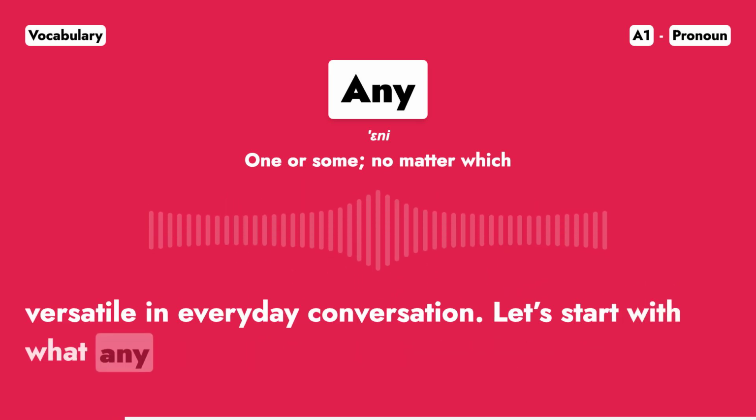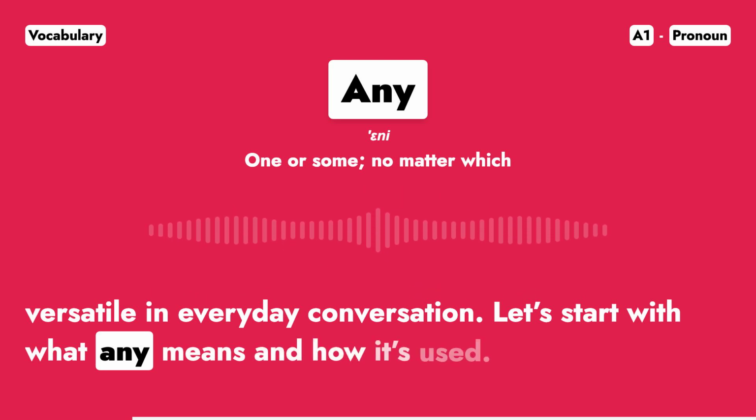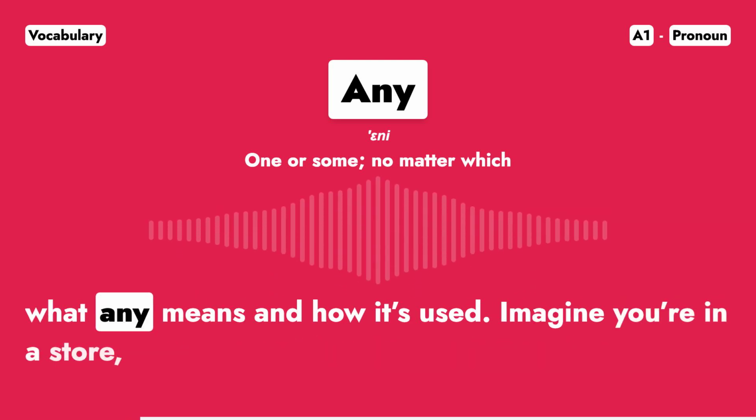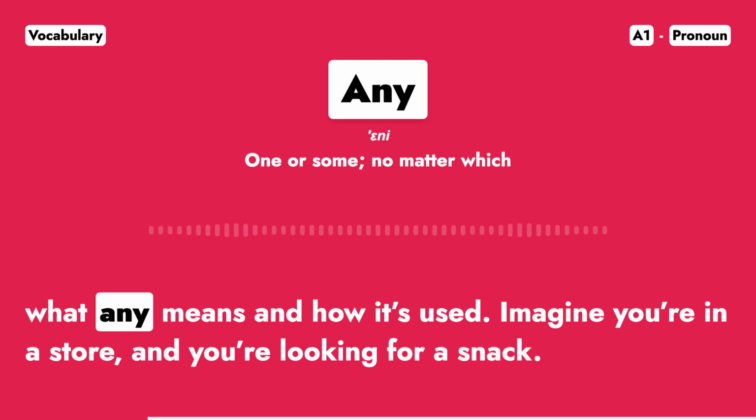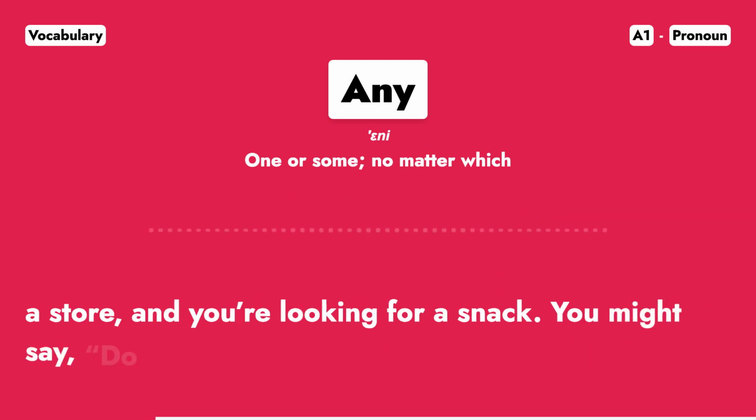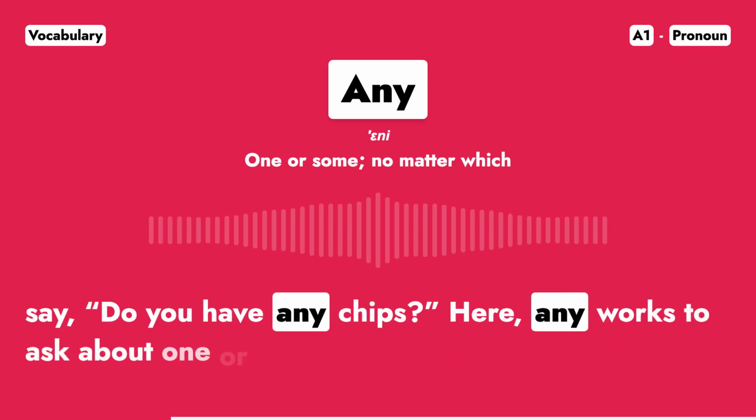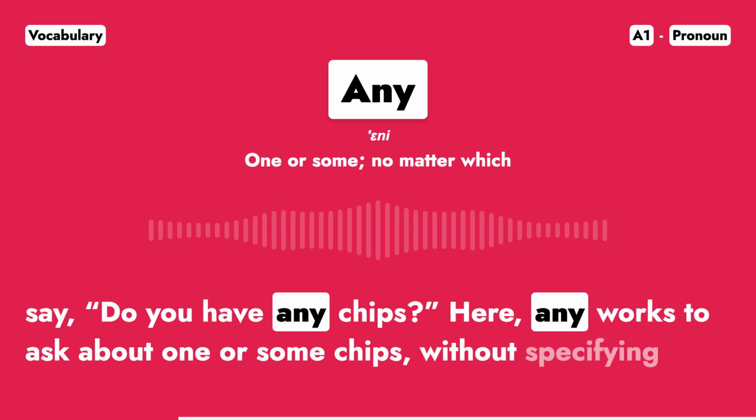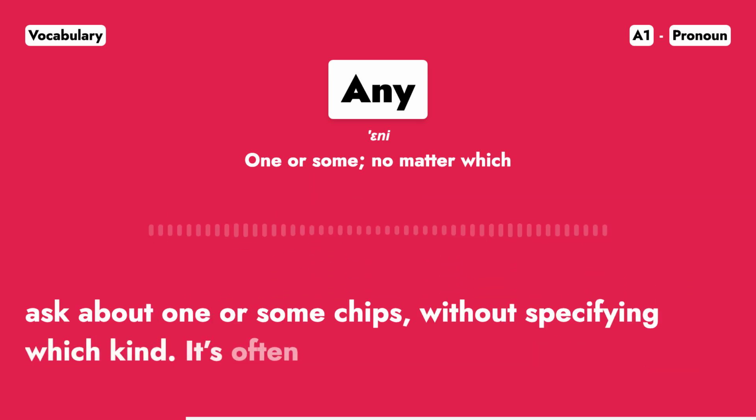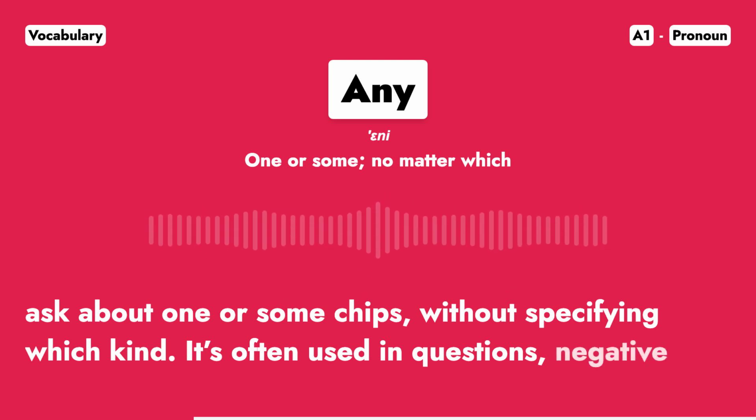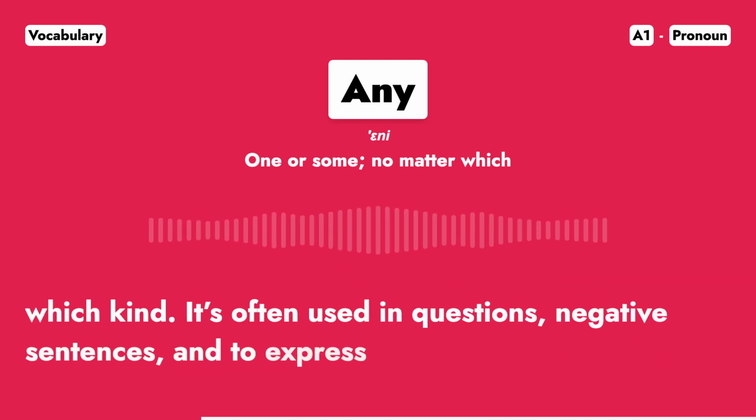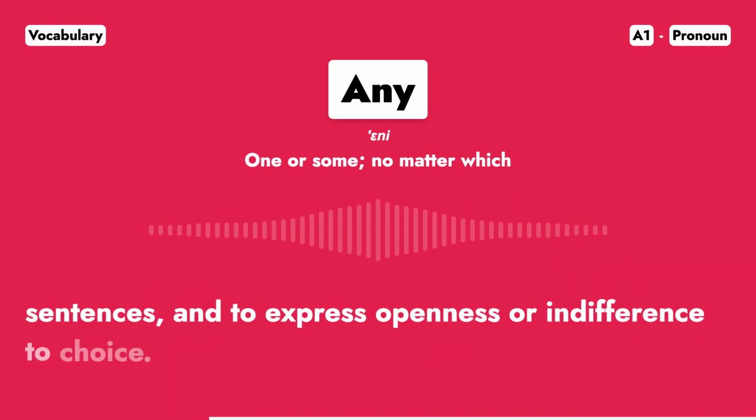Let's start with what any means and how it's used. Imagine you're in a store and you're looking for a snack. You might say, "Do you have any chips?" Here, any works to ask about one or some chips without specifying which kind. It's often used in questions, negative sentences, and to express openness or indifference to choice.